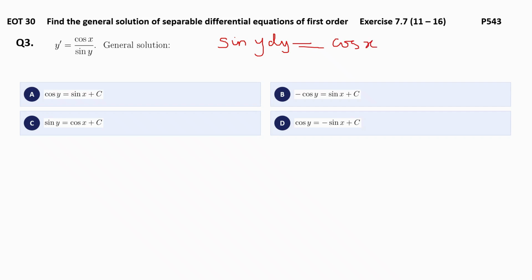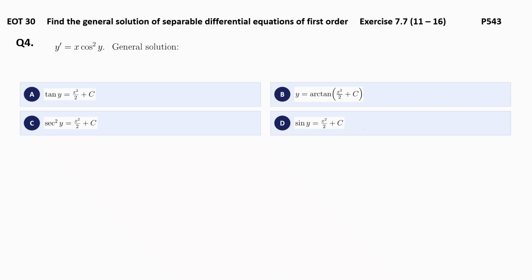So let's integrate. We have the formula direct, so we need to just hunt on our given options. It becomes negative cos y is equal to sin x plus c, which is option B. Let's move with question number 4. This is also a pretty easier one, but we need to recall our trigonometric ratios.